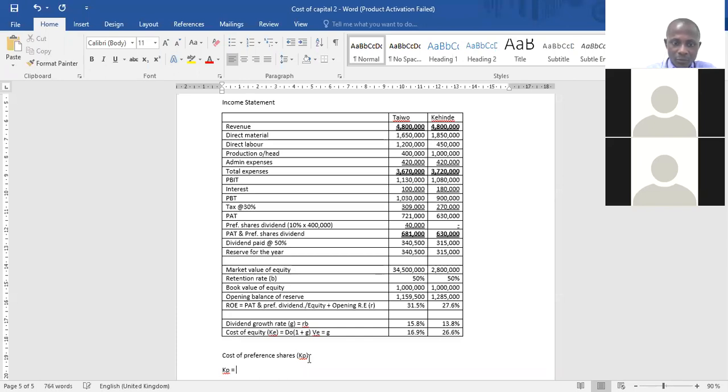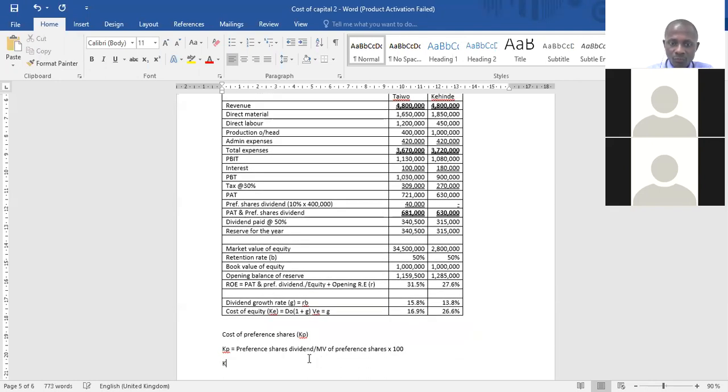Preference share dividend, all over market value of preference shares, times 100. So the cost of equity, I'm not getting 16.6.